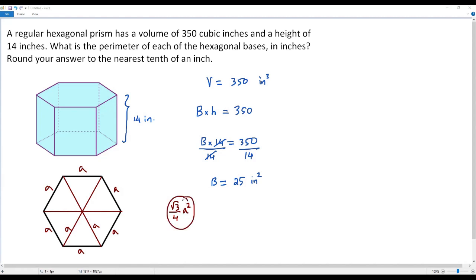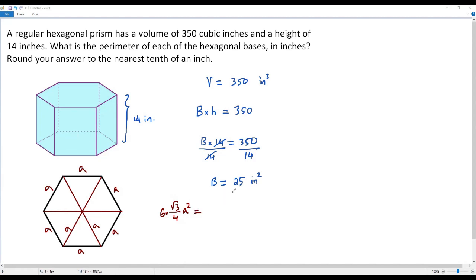Okay, here this gives the area of just one triangle. Now to get the complete area of this regular hexagon, I have to multiply this area by 6 because there are 6 congruent equilateral triangles. When I multiply the area of one triangle by 6, that is equal to the area of the regular hexagon. Already we got the area of the base of the prism, that is 25. So the base of the prism is a regular hexagon.